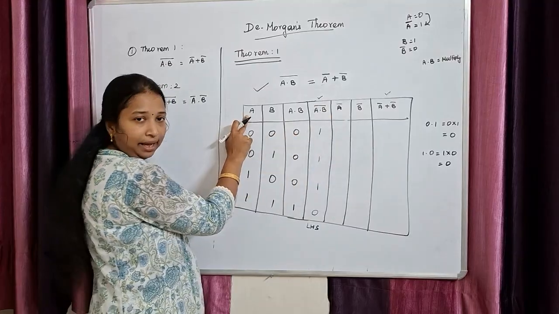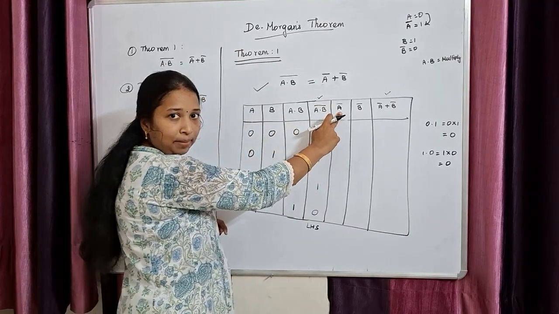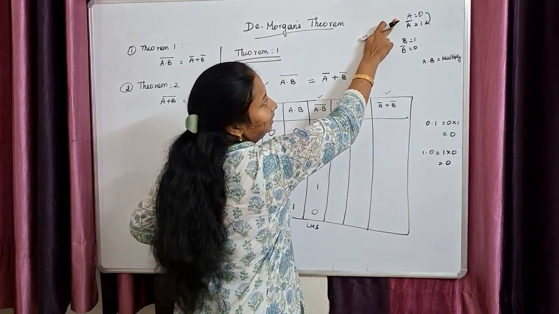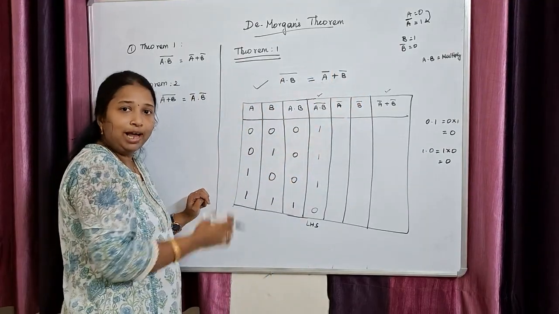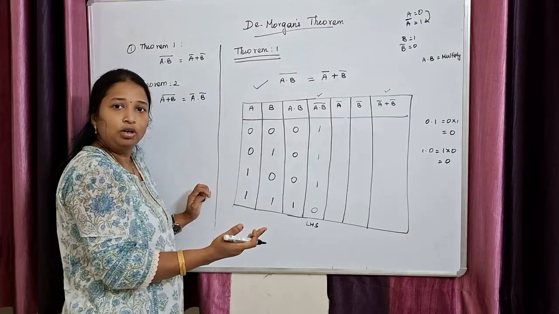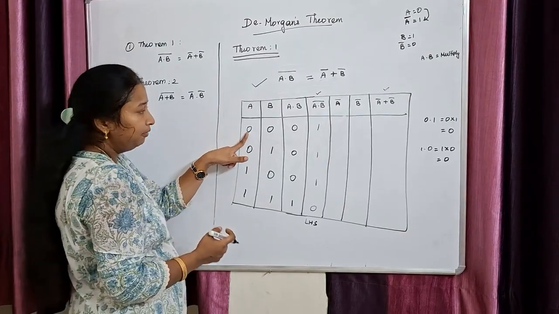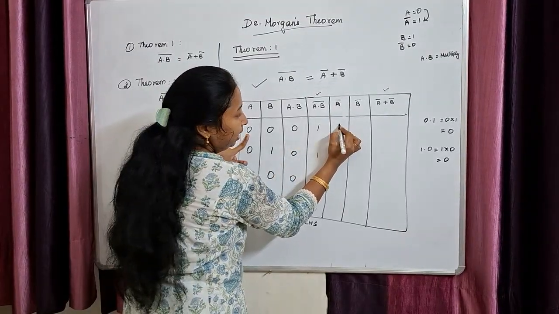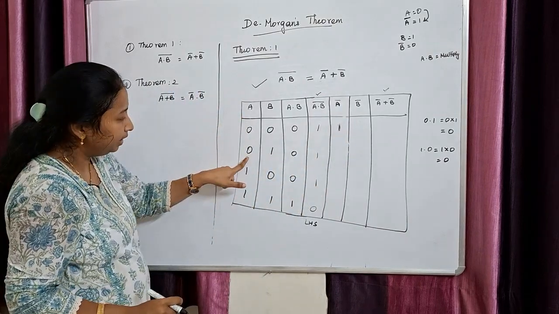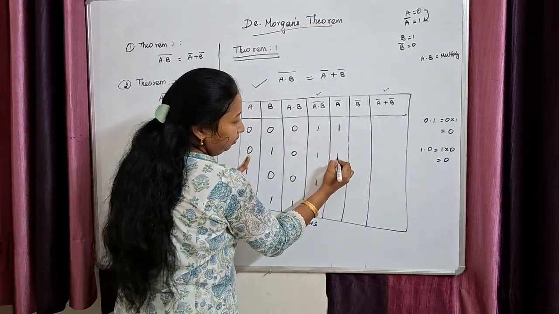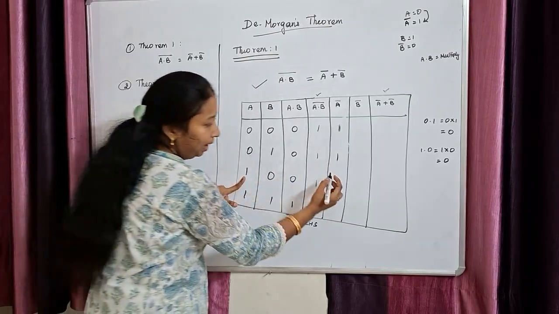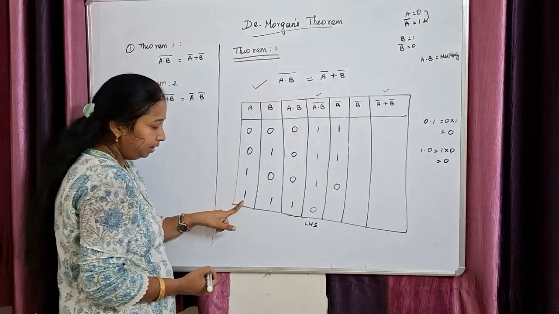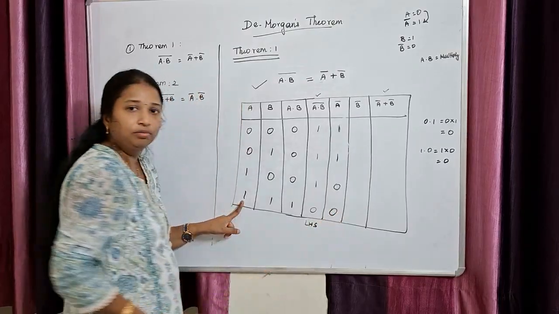A bar. This is my A. I have to find A bar. In the same way, in case A is 0, what is my A bar? A bar is 1. The complement of whatever value is there in A will become your A bar. Here A is 0, so A bar will become 1. Here again A is 0, so A bar will become 1. Here A is 1, so A bar will become 0. Here A is 1, A bar will become 0.